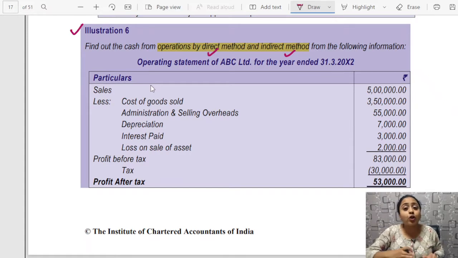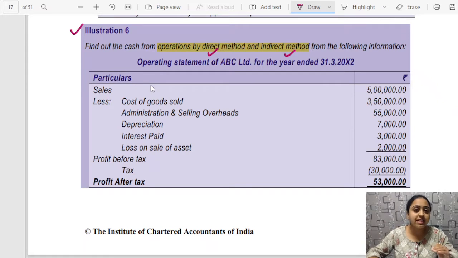Whereas if we talk about indirect, you start with P&L, profit and loss, and then remove or adjust the non-cash, non-operating incomes and expenses. Okay, do the working capital adjustment, and then the amount that you get will be considered as operating. Okay, see, now your sales are given. This is a normal P&L statement.